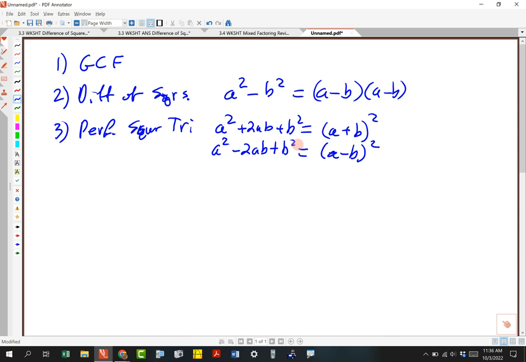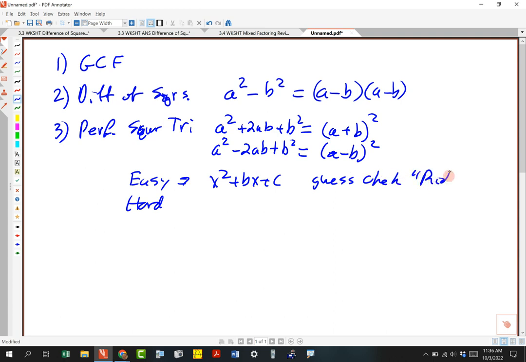If it doesn't fit one of those, we're still on 3 terms. We're on rule number 3 for trinomials. It's either going to be easy or it's going to be hard. And if it's easy, that would just be an x squared plus bx plus c. Guess and check. Riddle method.